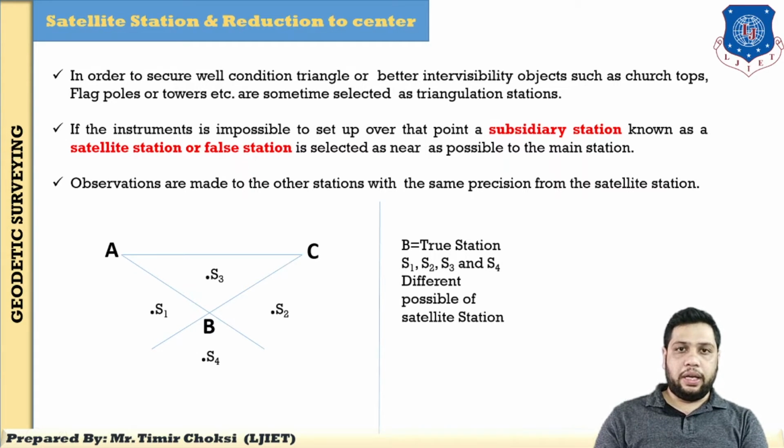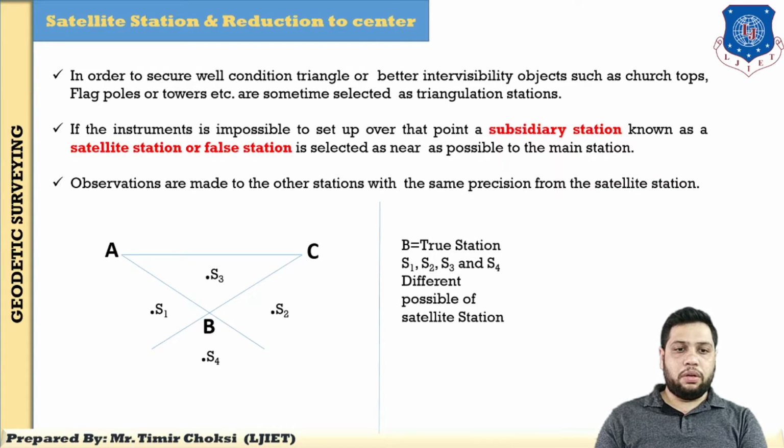Here I have explained with one example. A, B and C are the true stations. S1, S2, S3 and S4 are different possibilities of the satellite station. Here B is a true station, and it is not possible to set up the instrument over it. So here we have taken different possible satellite stations near the true station.